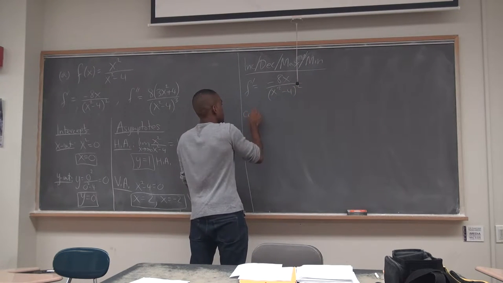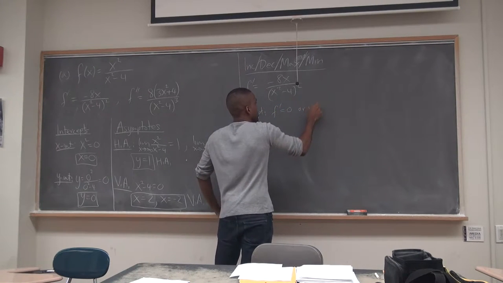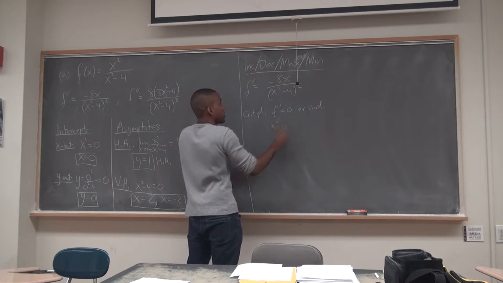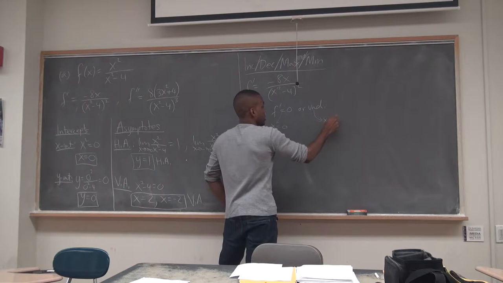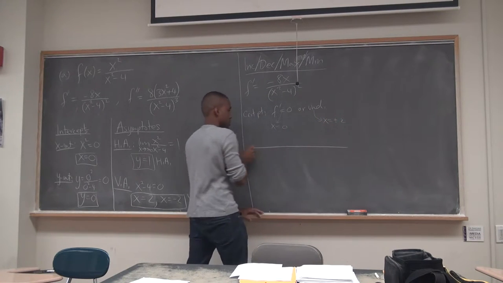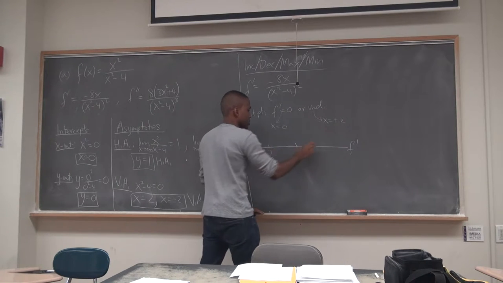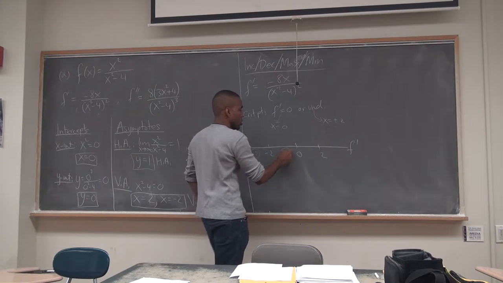Critical points. It's whatever the derivative equals zero or undefined. Right? So it's equal to zero when x equals zero, because the top is zero when x is zero. And it's undefined where x is plus or minus two. Plug in numbers like a minus 3, a minus 1.